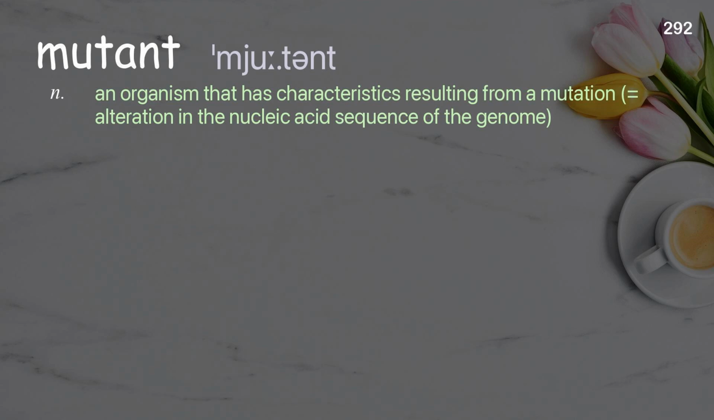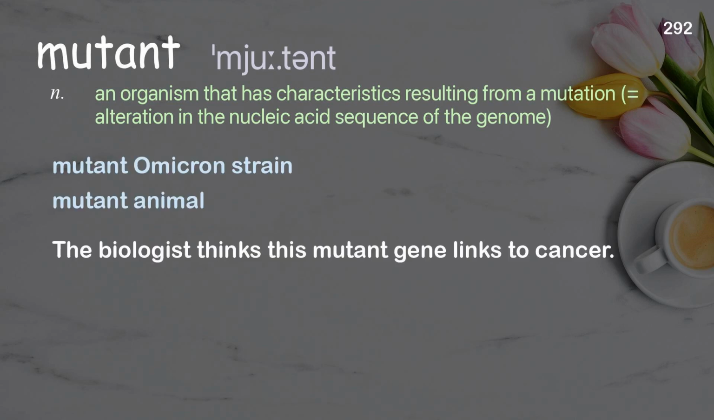Mutant. An organism that has characteristics resulting from a mutation, an alteration in the nucleic acid sequence of the genome. Examples: mutant Omicron strain, mutant animal. The biologist thinks this mutant gene links to cancer.